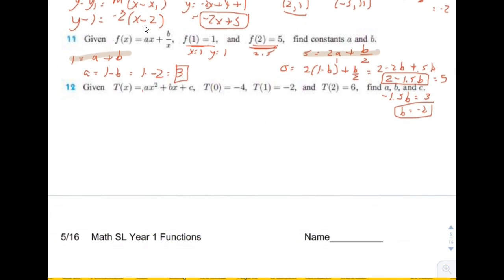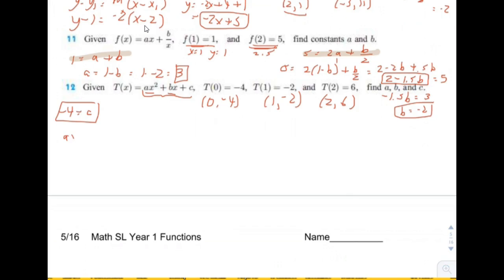Last one. Given this function, ax squared plus bx plus c, find a, b, and c using these 3 points. There's (0, -4), there's (1, -2), and there's (2, 6). So if I put 0 in for x, that's the easiest one. It gives me negative 4, and this term and this term become 0, so we're just left with c. So c is equal to negative 4. We've already solved for 1.